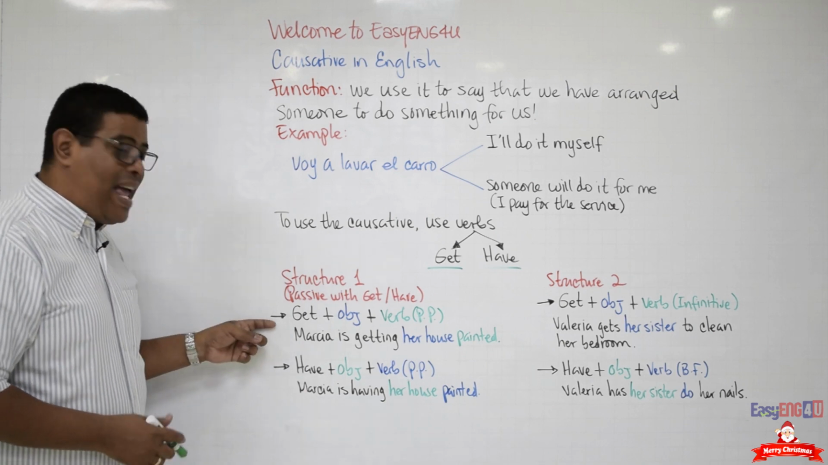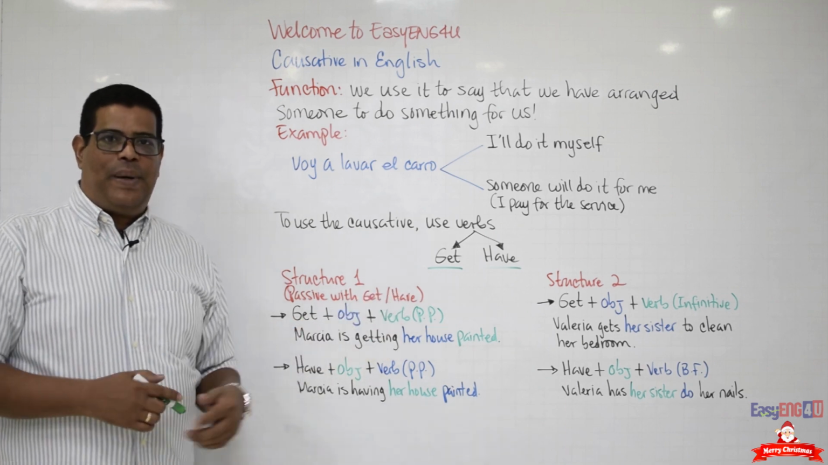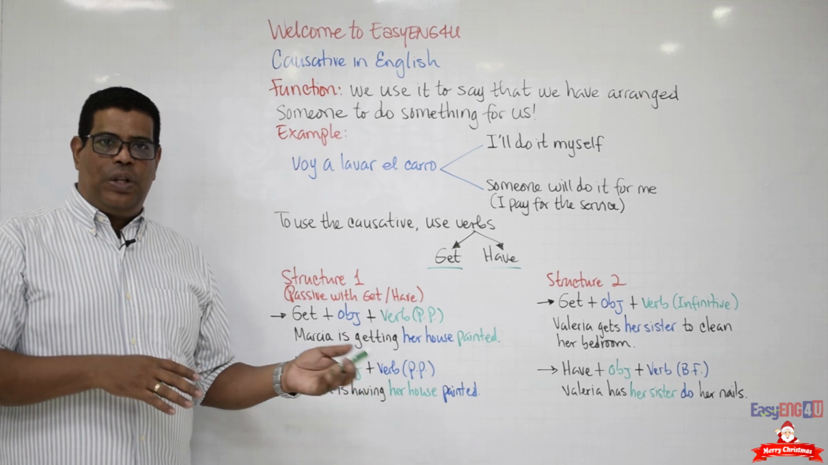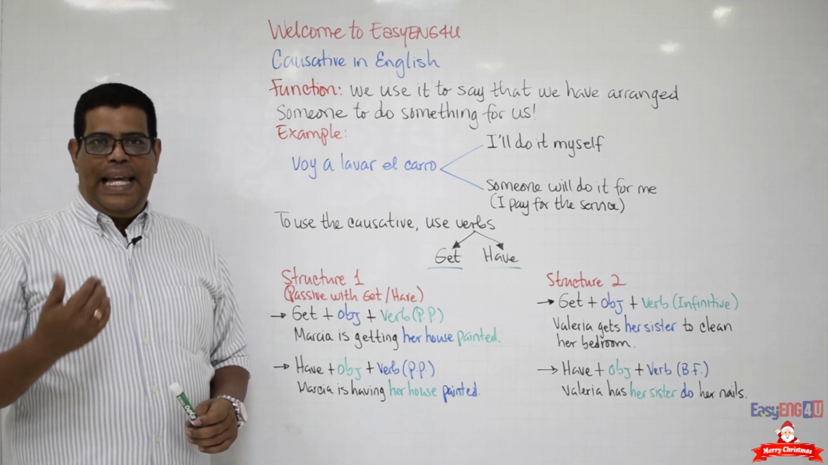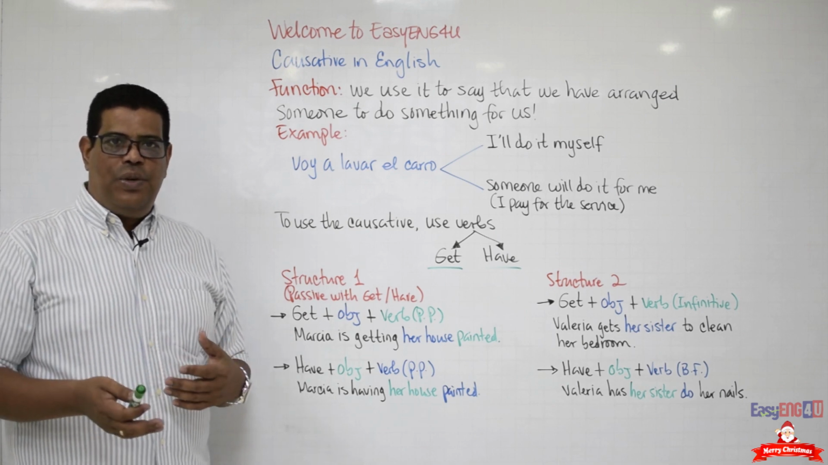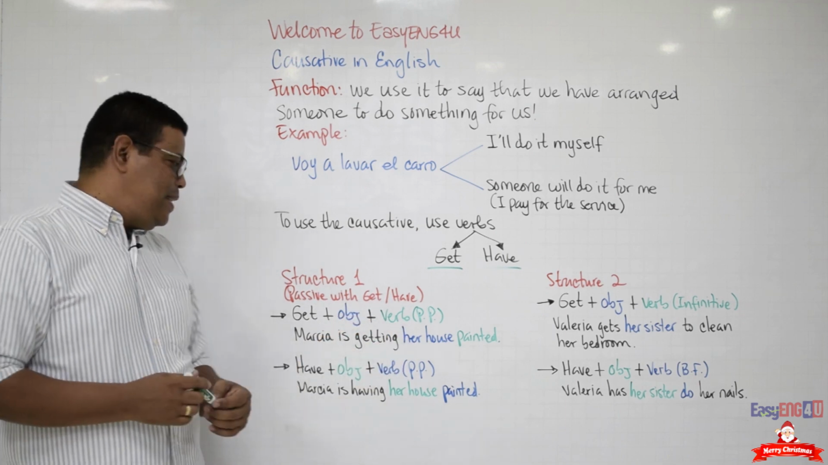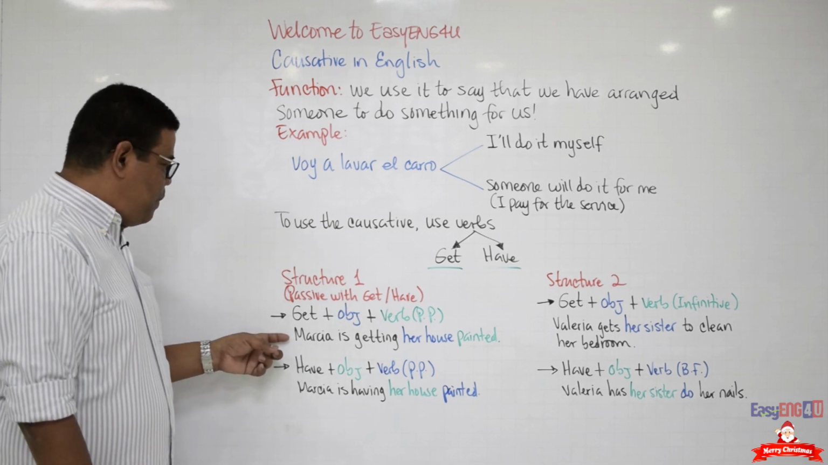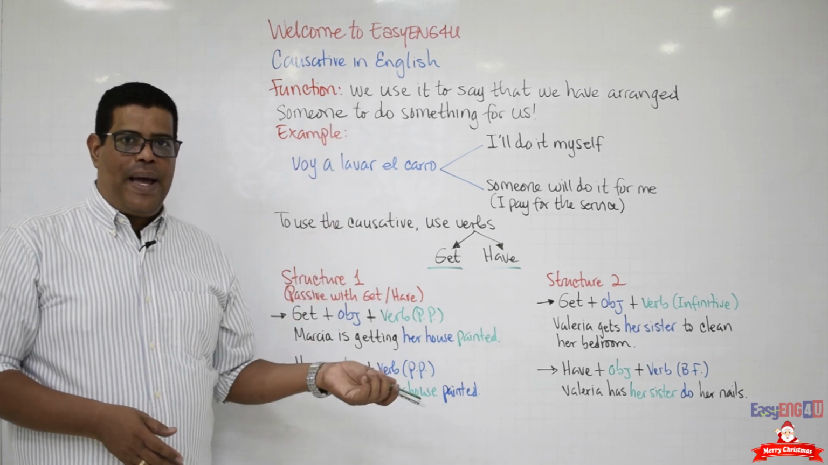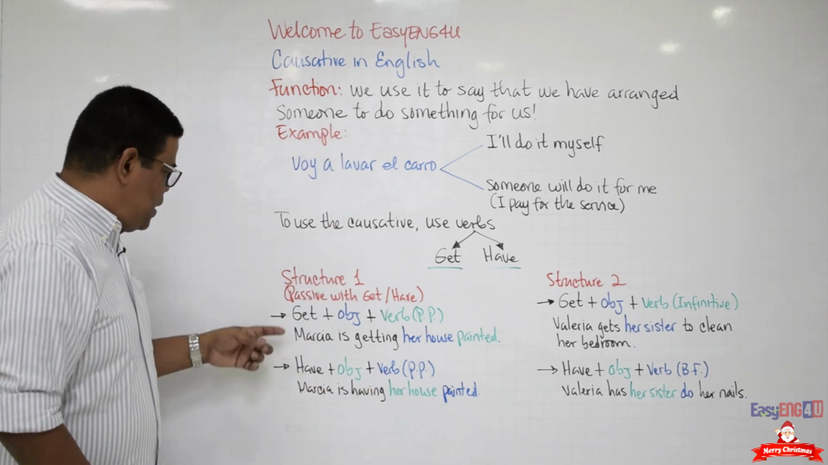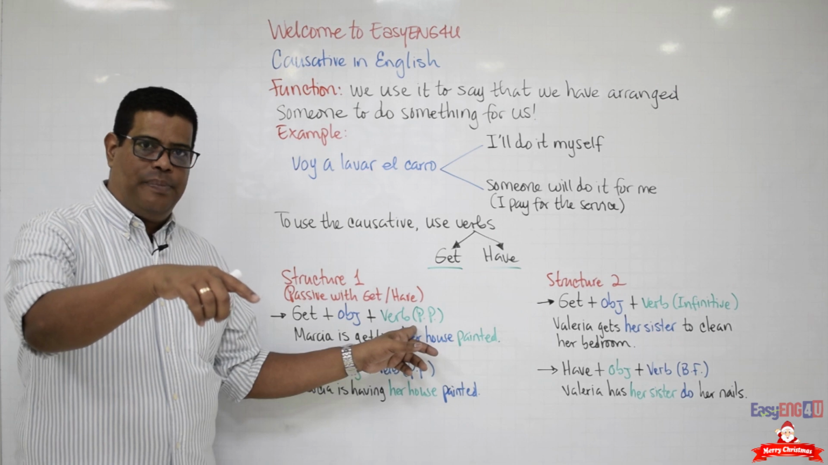In the first structure, what happens with the verb get? We use the verb get, an object, and then a verb in the past participle. If you don't know what the past participle is in English, I invite you to look at my video, verb combination and verb forms in English, so that you know what the past participle means, okay? Here's an example: Marcia is getting her house painted. This is the causative in the passive with the verb get. Notice that get in this case is followed by another verb, but in the past participle, okay?